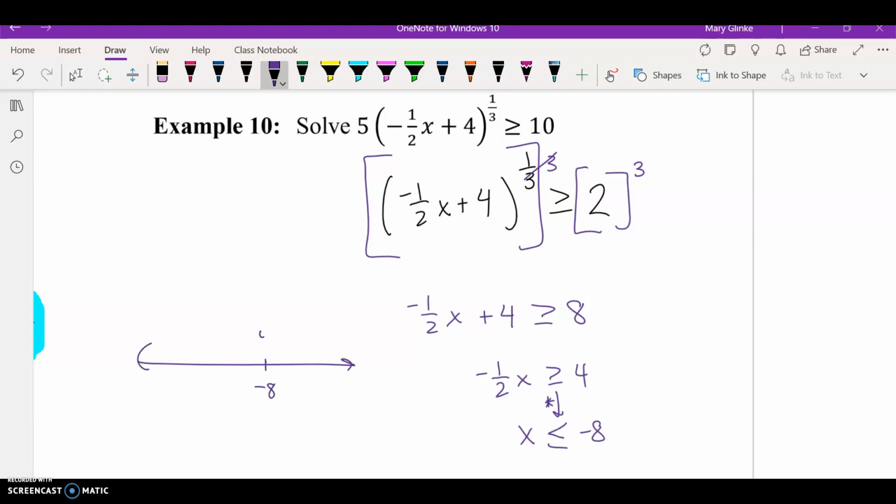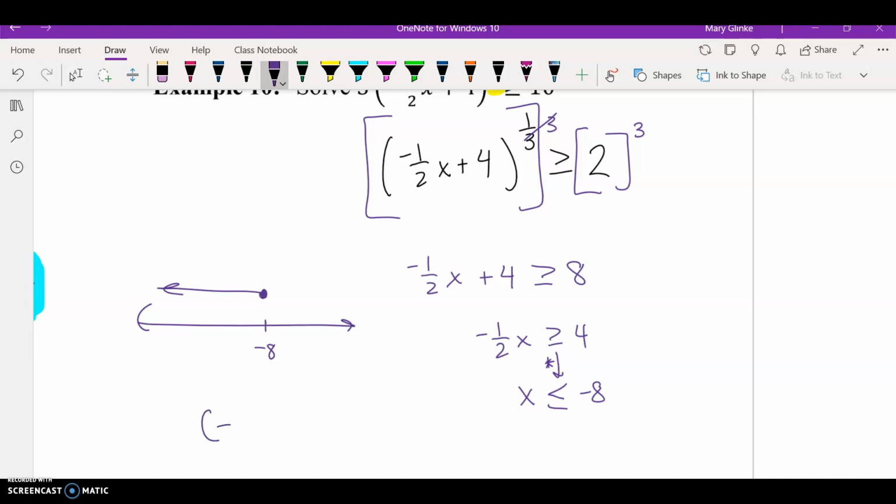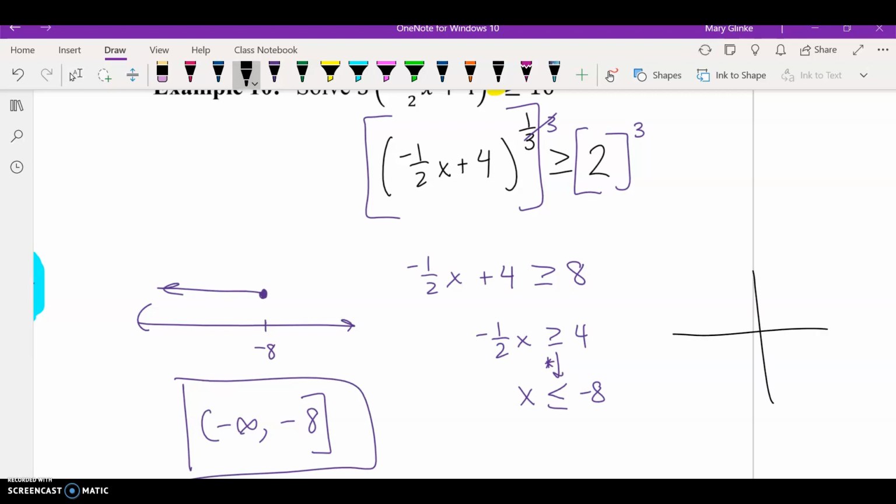So if we have negative 8 on our number line, we have a filled in circle and everything to the left. Because this is a cube root and not an even index, we're done. We actually don't have to do anything else. Our final answer would be negative infinity to negative 8. And if you might be questioning, well, why is that? If you think of the graph of a cube root, all answers work. So you don't end up having any domain restrictions on this one.